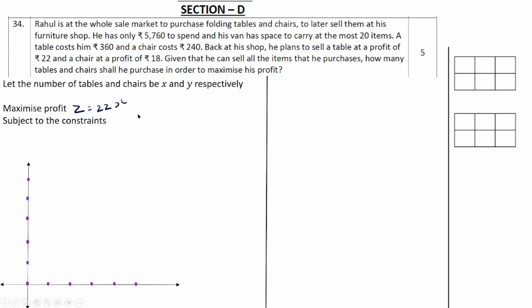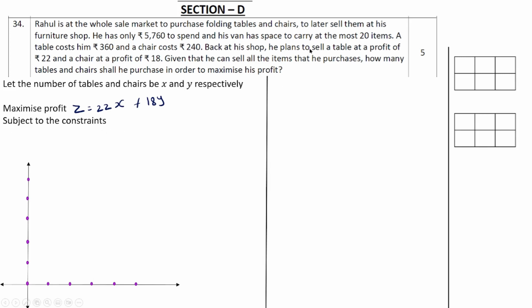And he plans to sell a chair at a profit of rupees 18. So in that case, he can sell y chairs at a profit of 18y. So this is the objective function. Maximize profit Z is equal to 22x plus 18y. Subject to the constraints. Now what are the constraints?